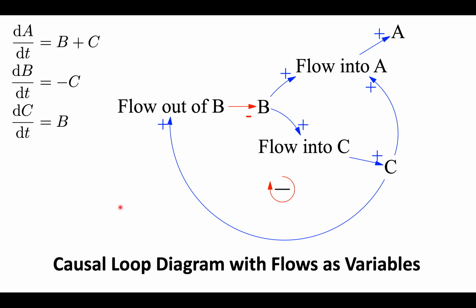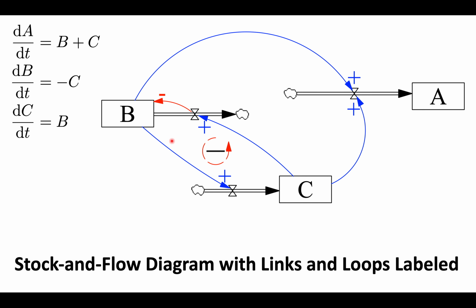Now, if I asked you to generate a causal loop diagram, so if I were to go back to this, and these flows might have names in reality. So this flow out of B could say birth rate, or out of C you could say death rate or something like that. So they could already be labeled.